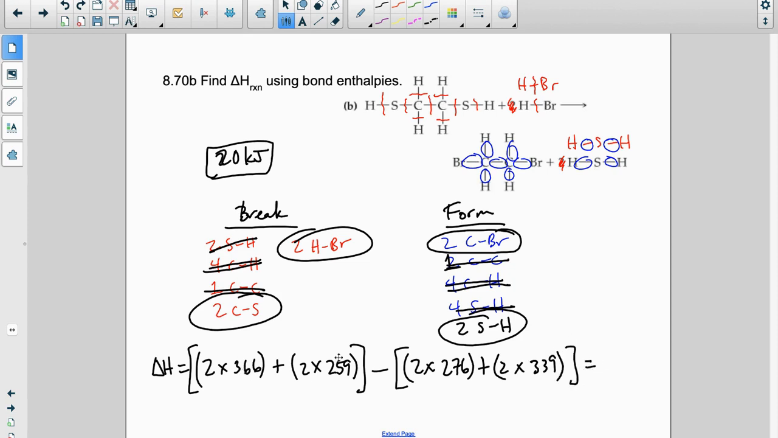And then be careful. Probably the most common trip up is having a problem with the signs. But if you calculate everything and make sure your signs stay what they're supposed to, you should get 20 kilojoules.